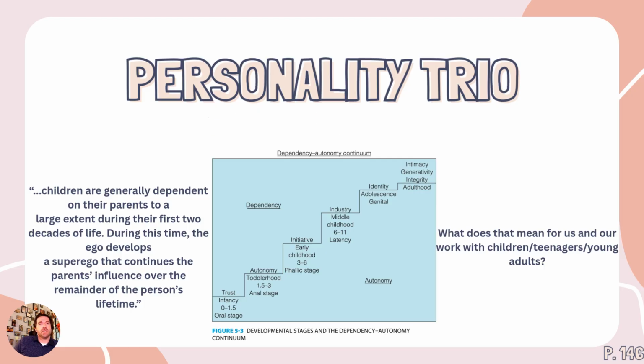So then we got the personality trio. Children are generally dependent on parents to a large extent during the first 2 decades of life. Some people a little bit longer. During this time, the ego develops a superego that continues the parent's influence over the remainder of the person's lifetime. That's a statement.